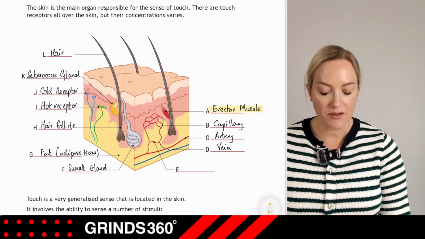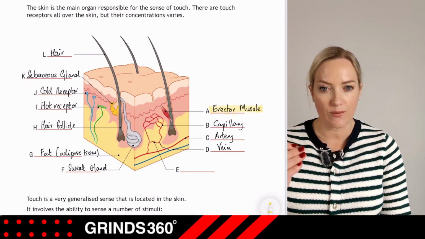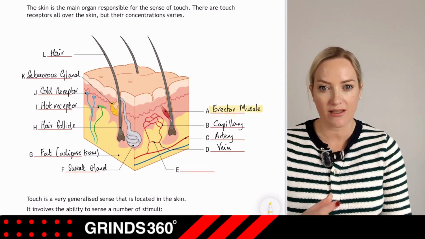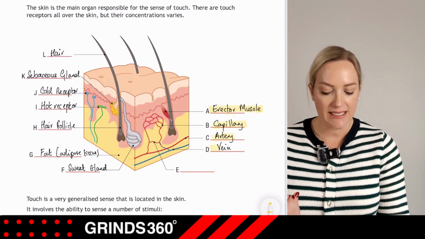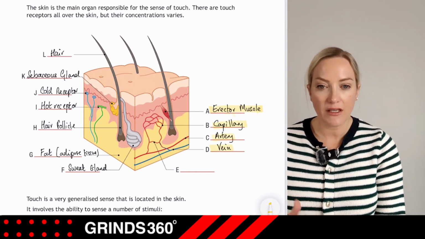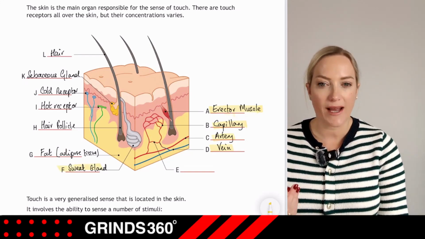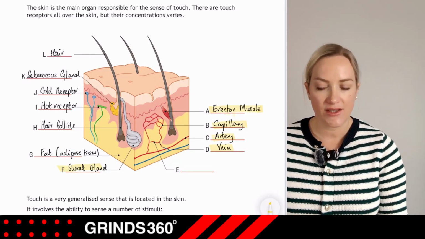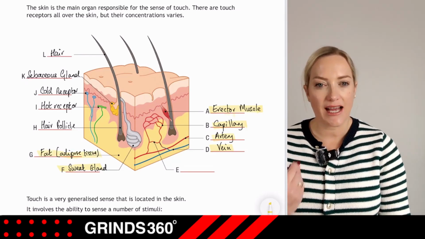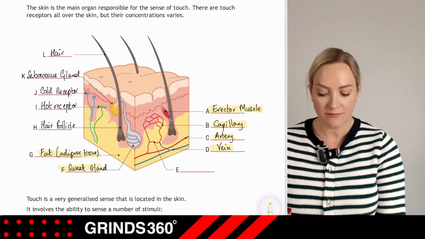Underneath that, B is our capillary, but if we look underneath B, we see two other blood vessels. One is red and one is blue. So we have our capillary, our artery there is C, and D is our vein. If you look over at F, this is your sweat gland. All this yellow part here is your fat, your adipose tissue. H is your hair follicle.